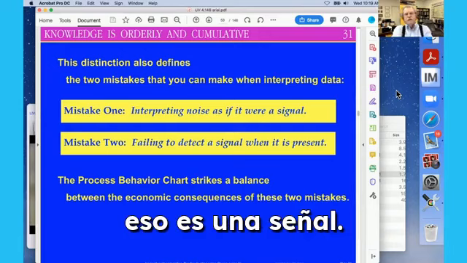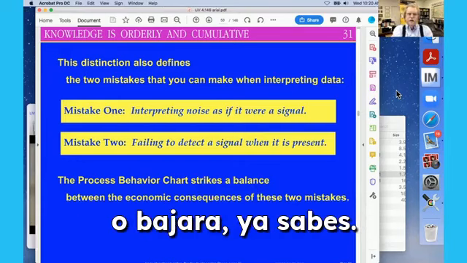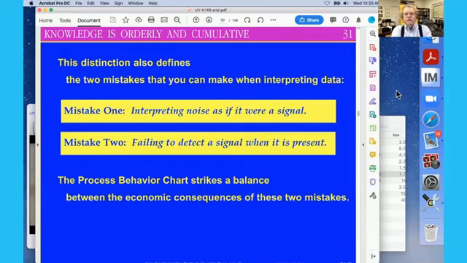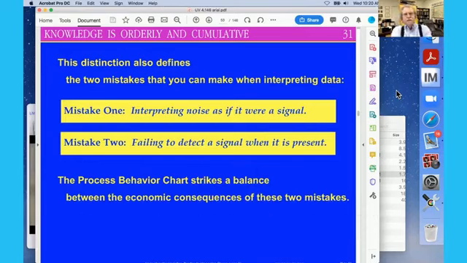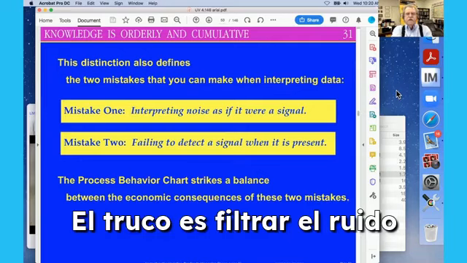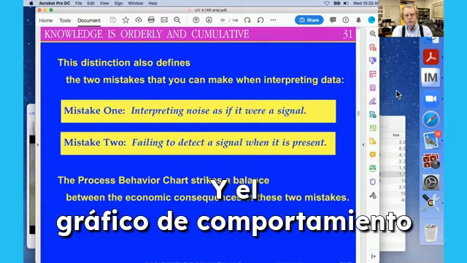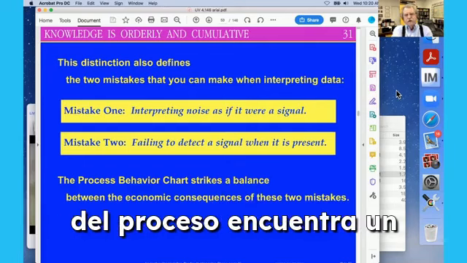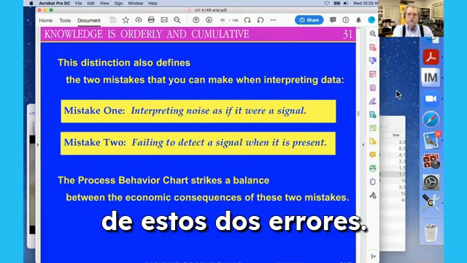The number goes up, that's a signal. The number goes down, that's a signal. The number stays the same, and that's a signal too, because we expected it to go up or down, you know. Sounds like a stock analyst, doesn't it? The trick is to filter out the noise so you can detect the real signals. And the process behavior chart strikes a balance between the economic consequences of these two mistakes.